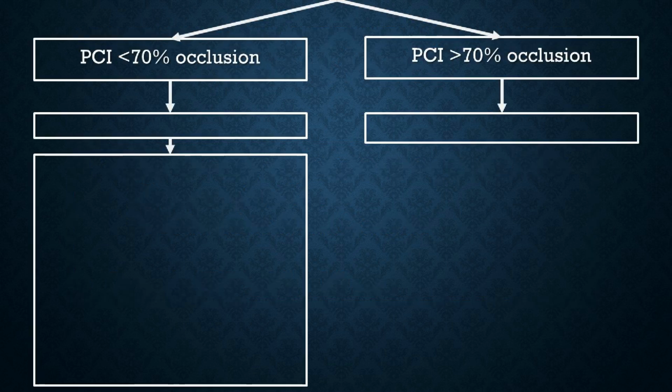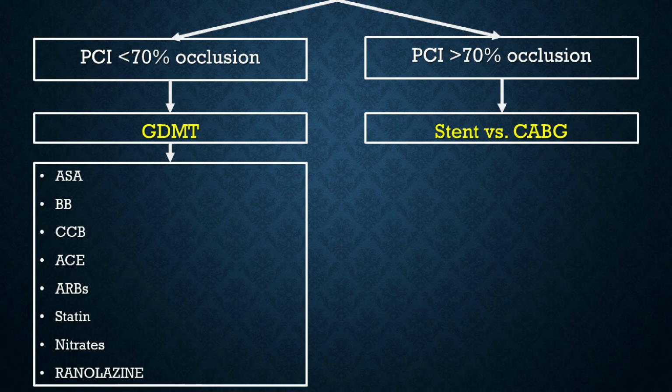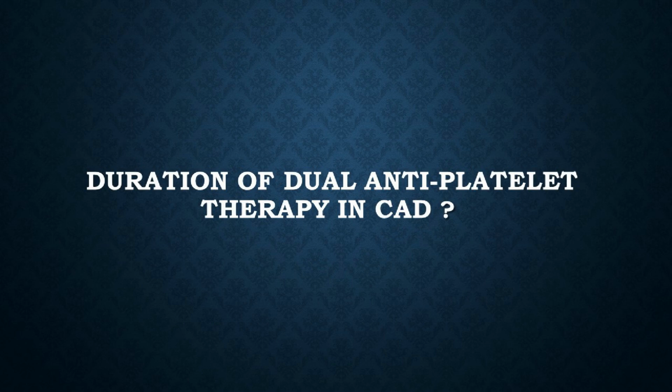Question: what are the next steps in the management of your patient with chronic stable angina, depending on the percentage of vessel occlusion? Can you fill this table out? Answer: if the occlusion is less than 70%, you should start your patient on guideline-directed medical therapy that includes aspirin, beta blockers, calcium channel blockers, ACE inhibitors or ARBs, statins, nitrates and ranolazine. And if the occlusion is more than 70%, you can put a stent right there and then or schedule the patient for a CABG procedure.